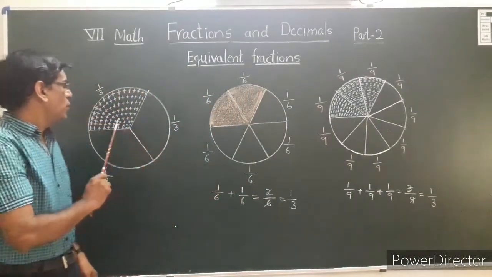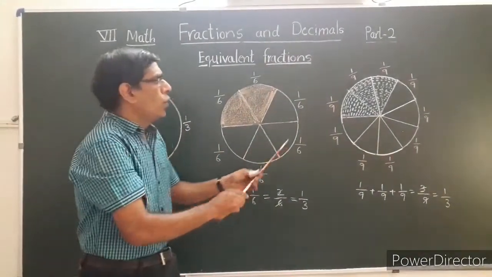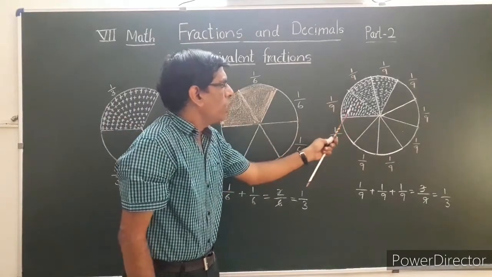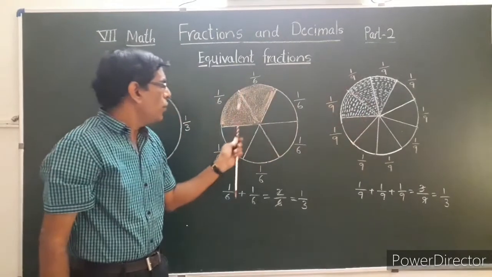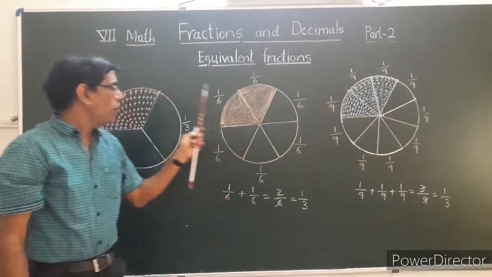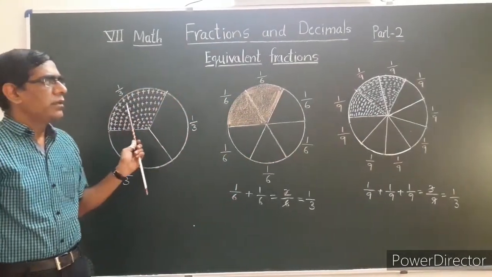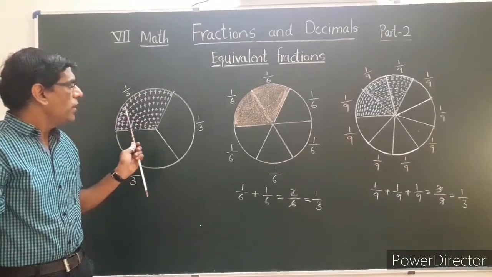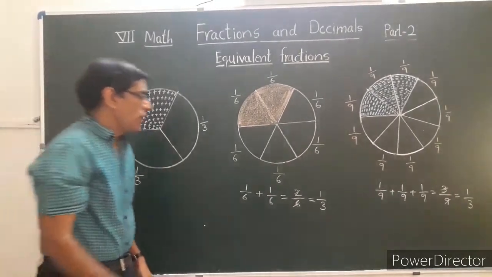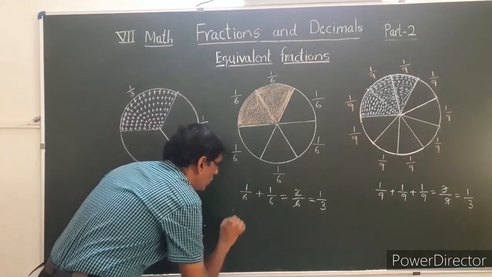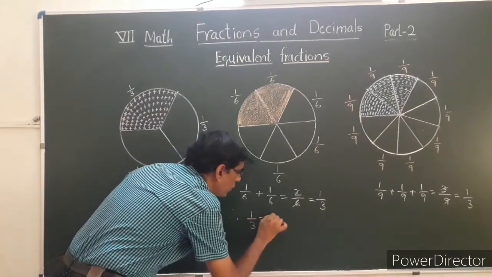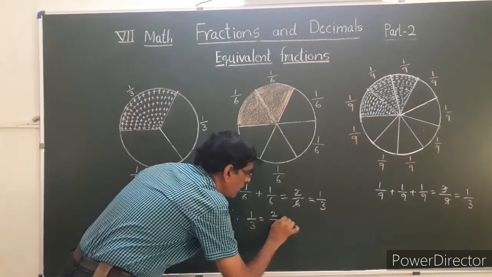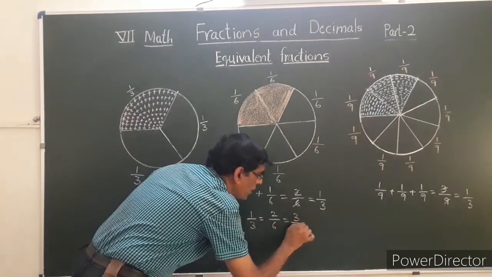See children, 1 by 9 plus 1 by 9 plus 1 by 9 is equal to 3 by 9, which is equal to 1 by 3. Also 2 by 6 is equal to 1 by 3. Therefore 1 by 3 is equal to 2 by 6 is equal to 3 by 9.